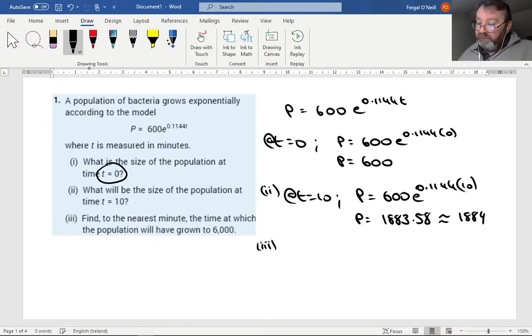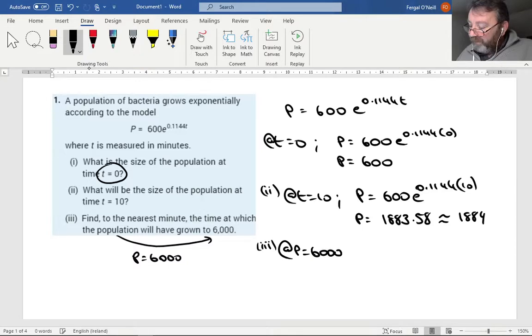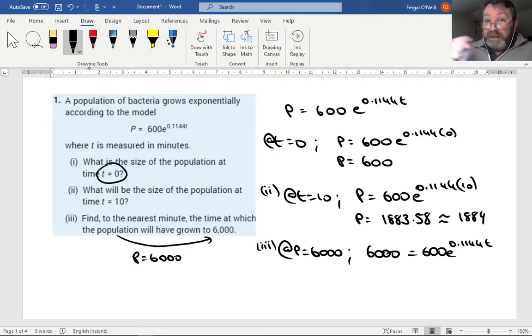involves find to the nearest minute the time at which the population will have grown to 6,000. Now, population to 6,000, that means p is equal to 6,000. So this time, I'm looking at p equals 6,000 with the same formula. So now I end up getting 6,000 equals 600 multiplied by e to the power of 0.1144t. And my job in this equation is to get t on its own. Now you'll notice that t is a part of the exponent of e, so therefore e is going to have to be tackled at some stage, and the way in which we get rid of base e is to bring in a natural log on both sides.